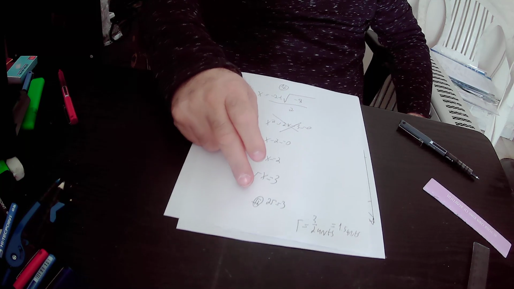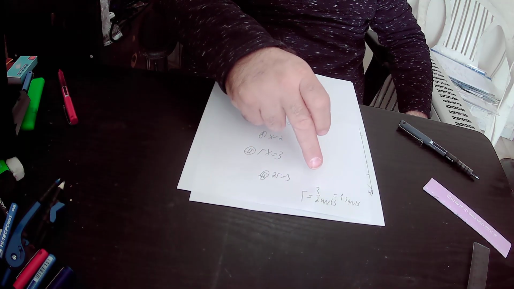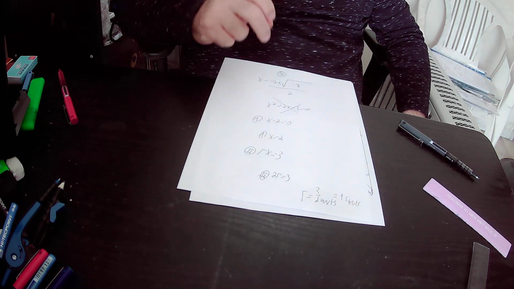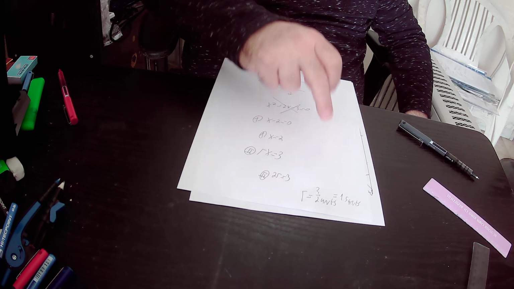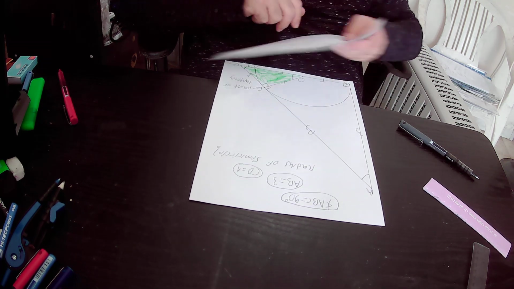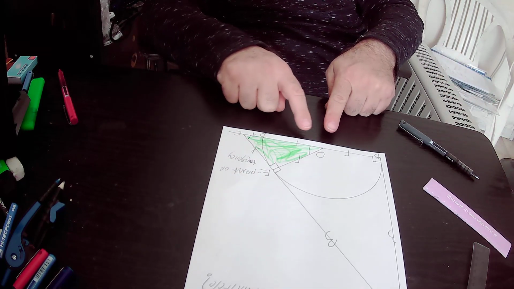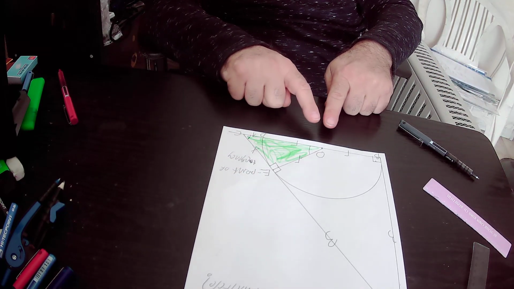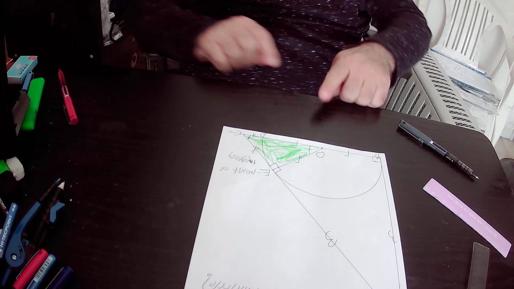We divided the equation by 2, and we got that the radius of the semicircle equals 3 over 2 units, or 1.5 units. I'll repeat again, the radius of this semicircle equals 3 over 2 units, or 1.5 units. Okay, thank you very much.